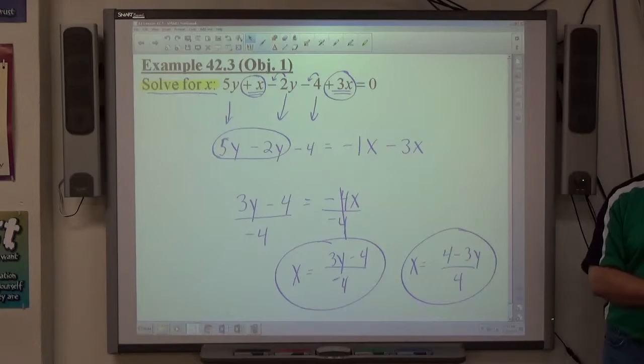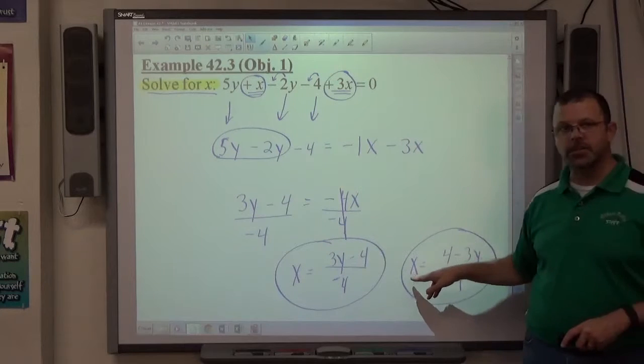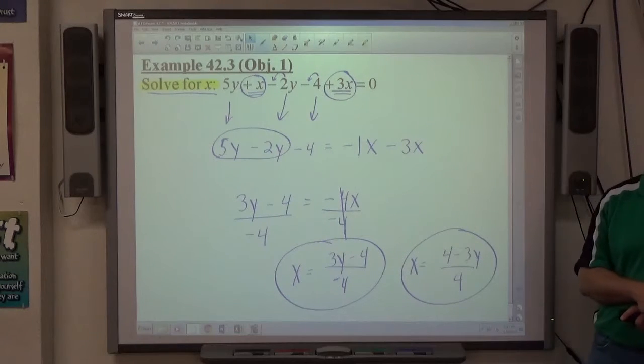Just because your answer doesn't look exactly the same, the same objects in the same locations with every sign opposite is the same answer. Would x be negative then or not? No, x is still x. Just the answer. In the answer, all the signs change. Okay?